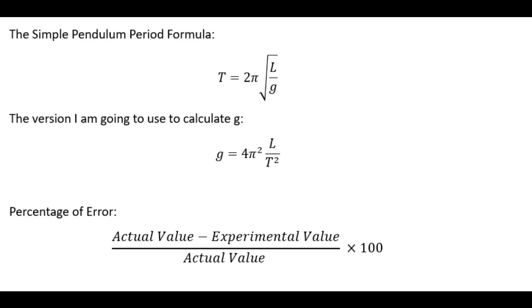To find the percentage of my error, I'm going to rearrange the pendulum formula, which is given here, to solve for the gravitational acceleration constant. After inserting my data into the equation, I get the experimental g constant to be 8.18 meters per second squared. Then I can calculate my percentage of error in this measurement to be 16.5%.